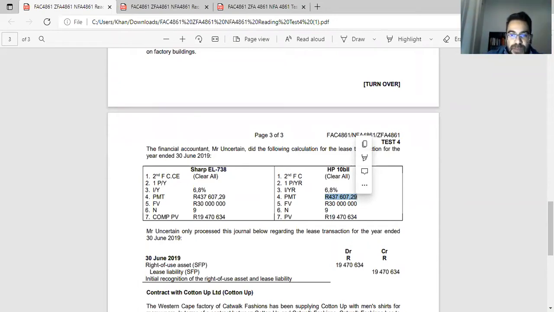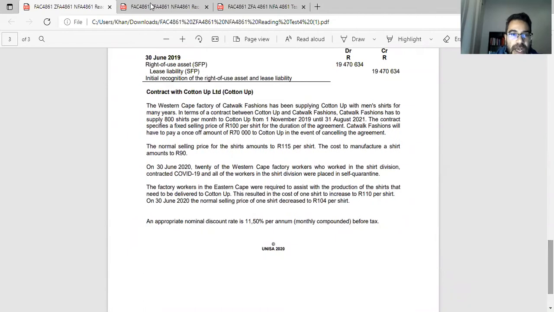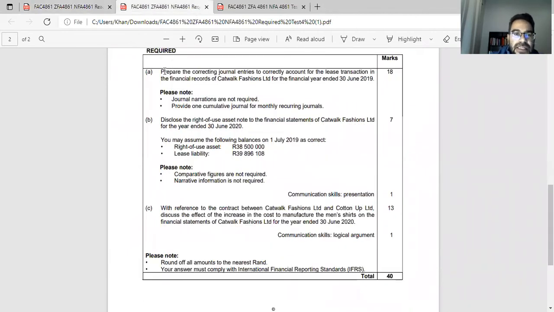I'm not going to read the next part, we will read it afterwards. Let's quickly go into the lease required. Required says, prepare the correcting journal entries to correctly account for the lease transaction in the financial records of CAT Fashions for the financial year ended 30th June 2019. Journal narrations are not required. Provide one cumulative journal for the monthly recurring journals.